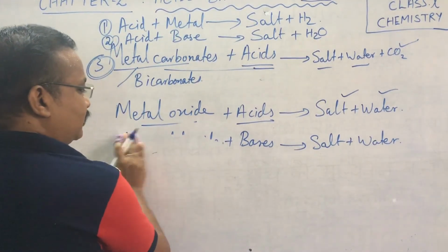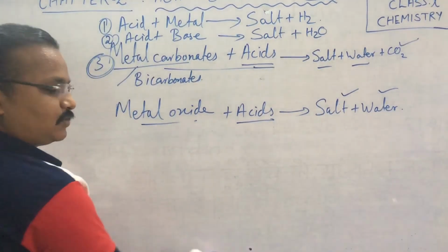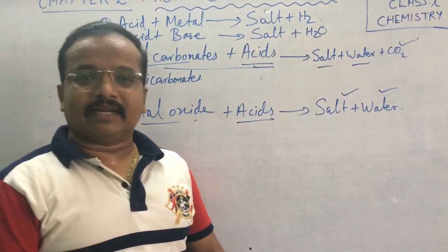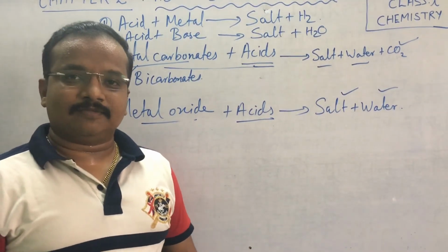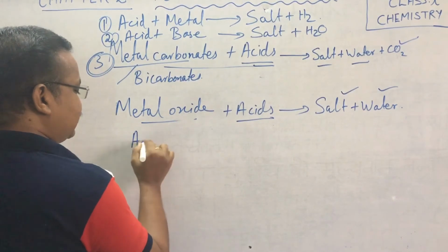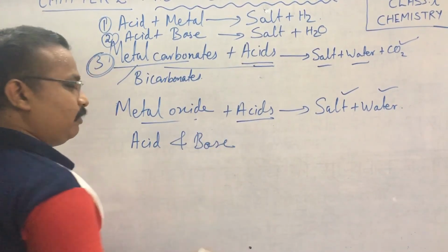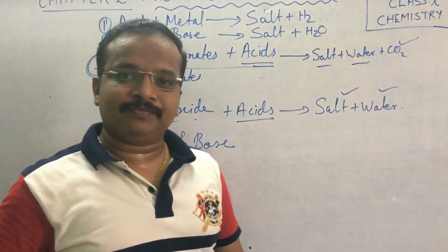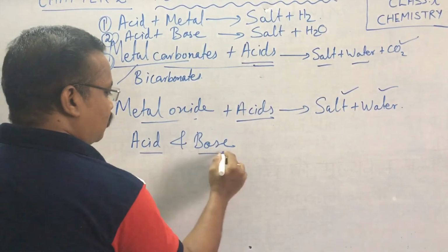So these are some of the reactions of acids and bases, or we can also say these are the chemical properties of acids and bases. Mainly, if you look at acid and base, can you tell me what is common in both? Yes, both contain ions, as well as being acid and base.